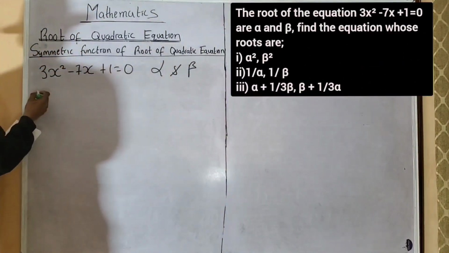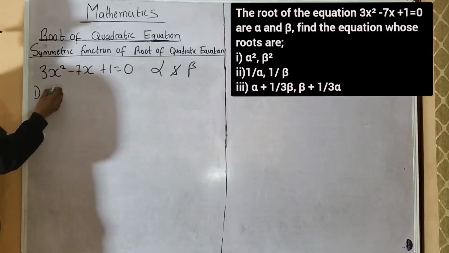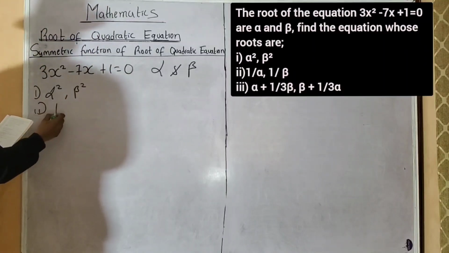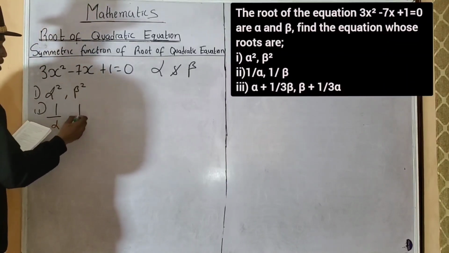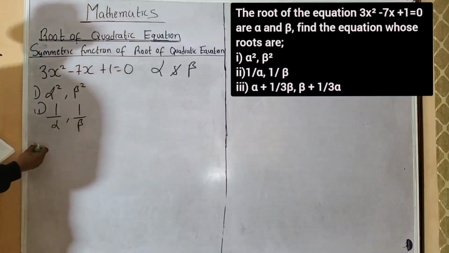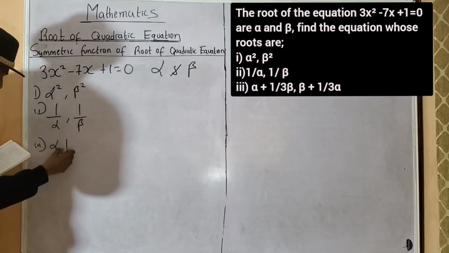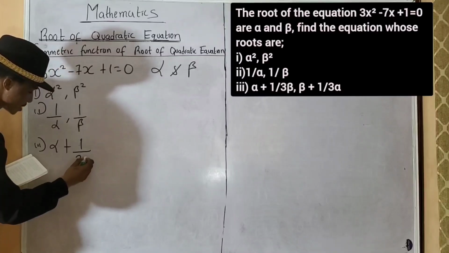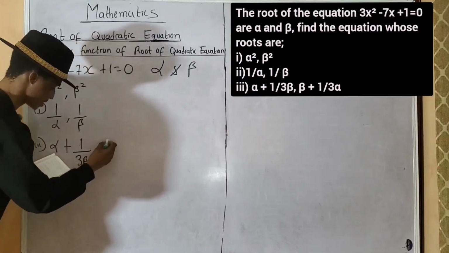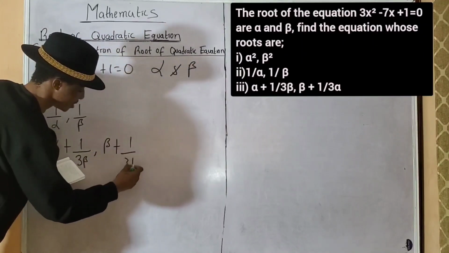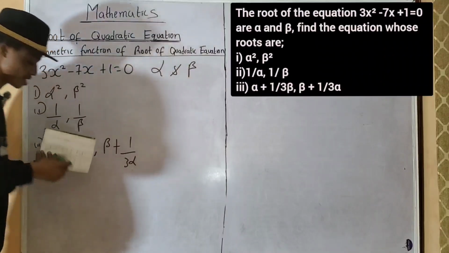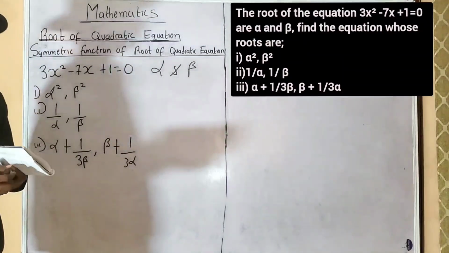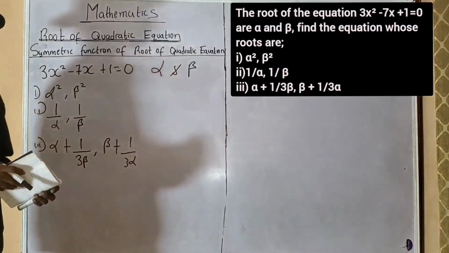Okay, we are asked to find the equation whose roots are number 1, alpha squared and beta squared. The second one, 1 over alpha and 1 over beta. And the third is alpha plus 1 over 3 beta, then beta plus 1 over 3 alpha. Okay, how can we solve this question? I'm going to show you 2 ways to approach this question.